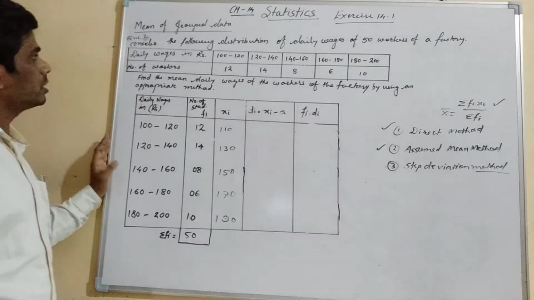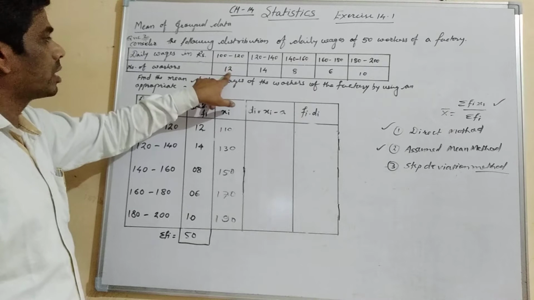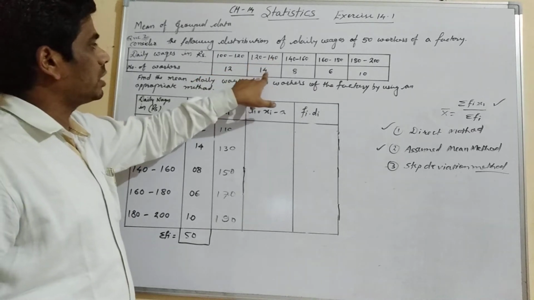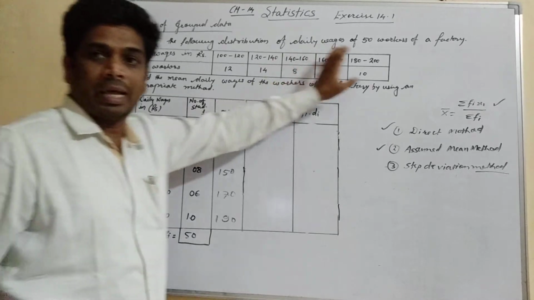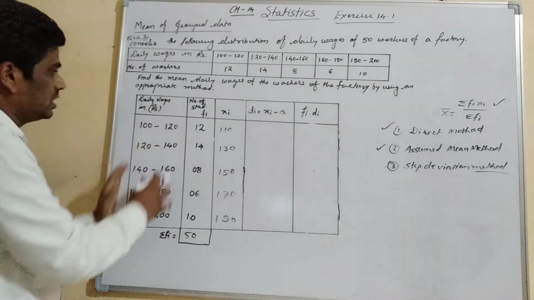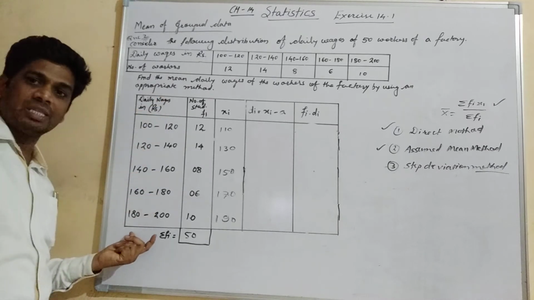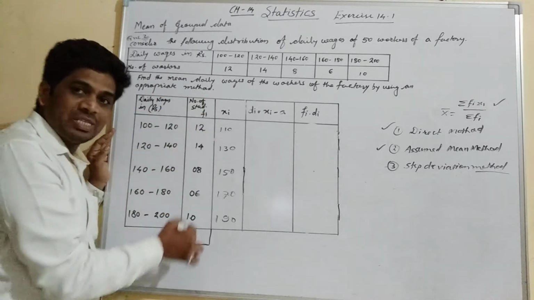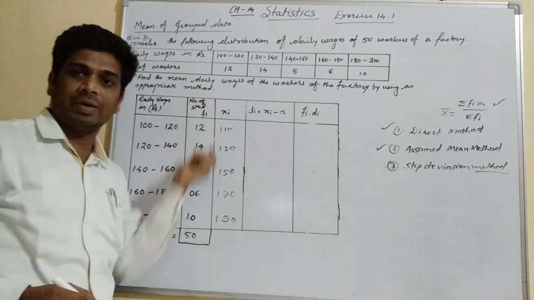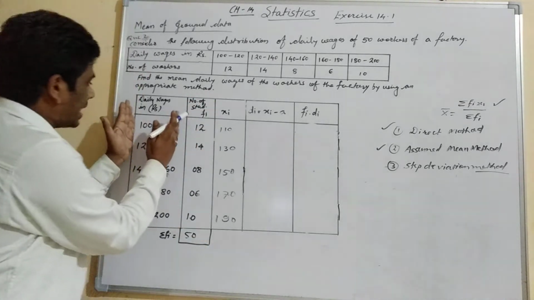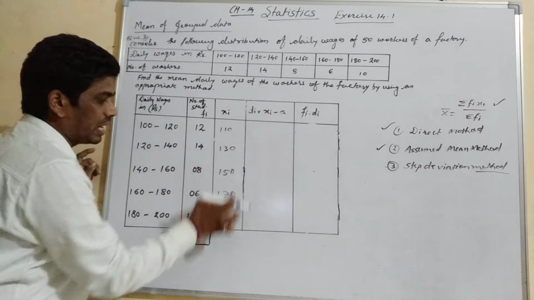There are 50 workers. The daily wages in rupees is 100 to 120, 12 workers are there. 120 to 140, 14 workers are there. 140 to 160, 8 workers are there. Like this, we have arranged it in tabular form. This is daily wages in the class. Now frequency: this number of workers will be the frequency. Now we will take the average of each class, so we will get xi.